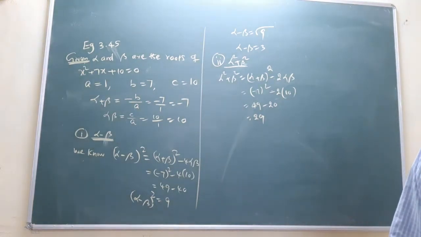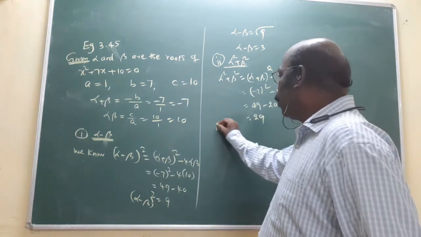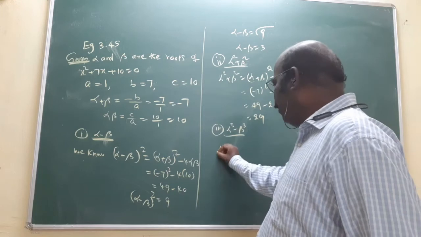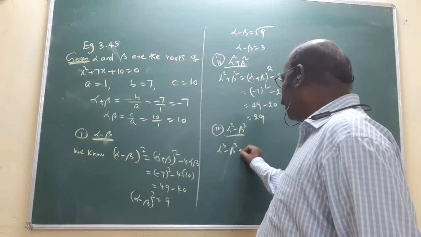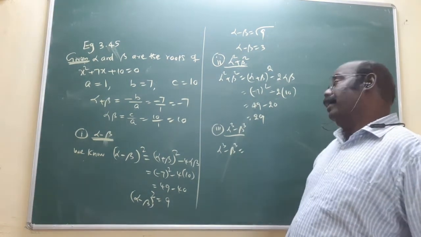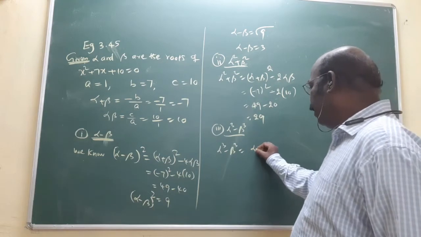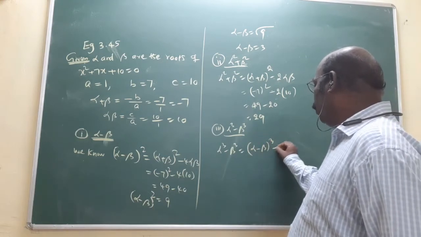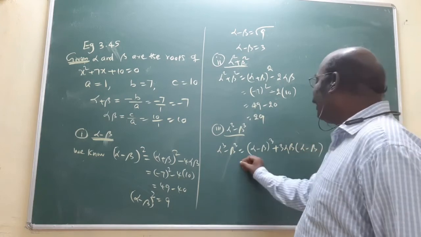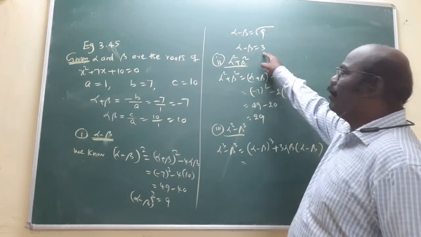Next one, alpha cube minus beta cube is asked. Again we have the formula. What is the formula? Alpha cube minus beta cube means alpha minus beta whole cube plus 3 alpha beta into alpha minus beta. Alpha minus beta we already found previously.